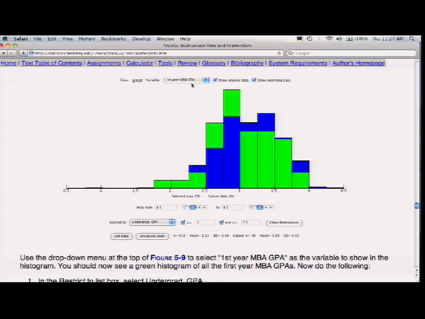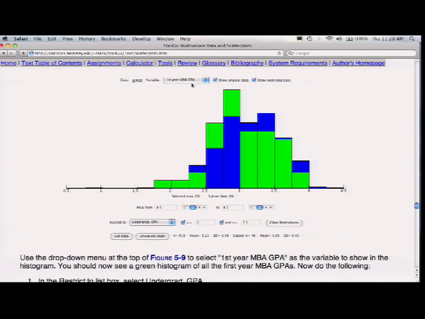And now we've got the blue is everybody, all 913 students, and the green is a subset. Who are the green students? Who are the students represented in green here? Okay. All right. So it's the 46 students whose undergraduate GPA was between 2 and 2.5. Okay. And what do we see?